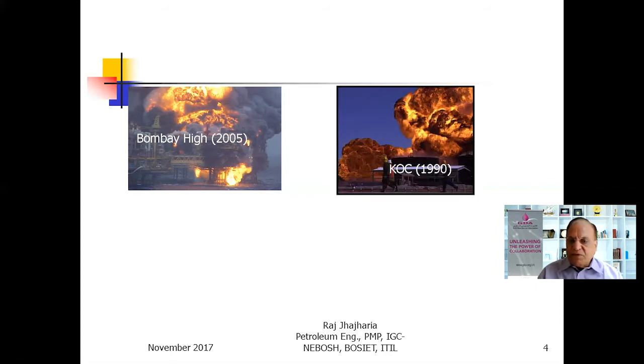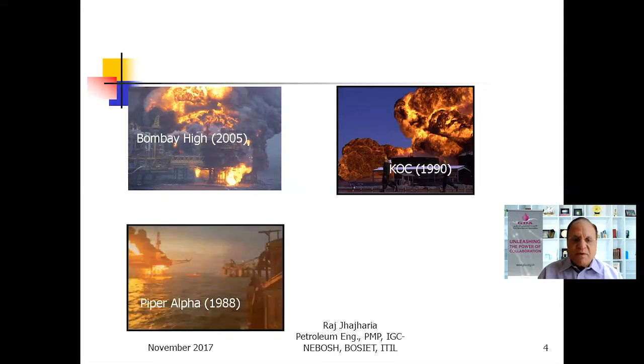This is another incident which happened in 1990 in the KOC. As you know, in Kuwait, in those days, there were lots of fire. If you ever visit Kuwait Museum, you will see a video, a movie made out of that huge fire which was left behind after the invasion or during the invasion, which burnt almost for 1 year.